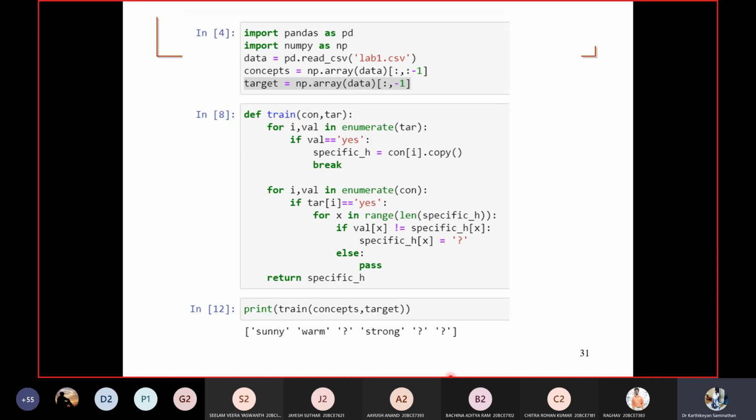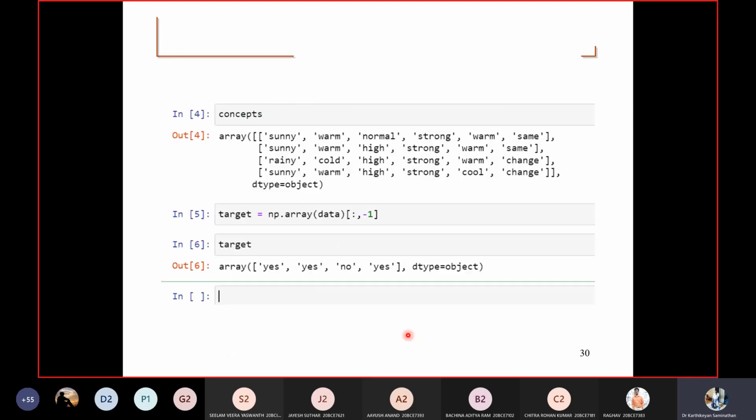So this is the Find-S algorithm. We are targeting only the specific hypothesis. So now sunny should be there compulsorily, warm should be there, and strong should be there, right? So that is what this one is. Finally, by seeing it, Find-S is very, very easy. By seeing the data set, you can guess.